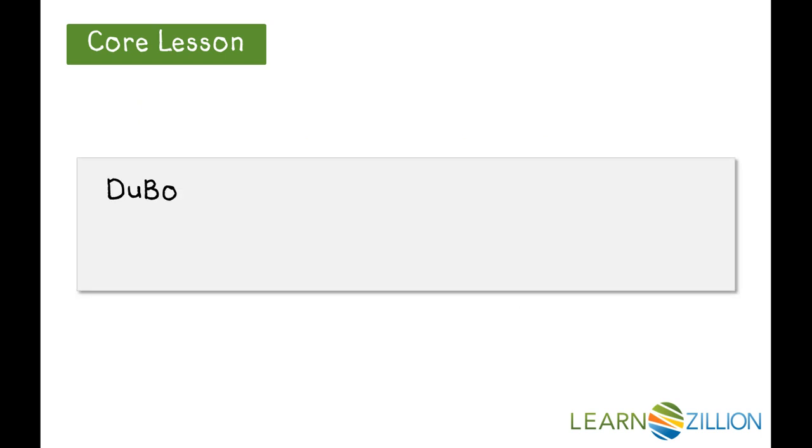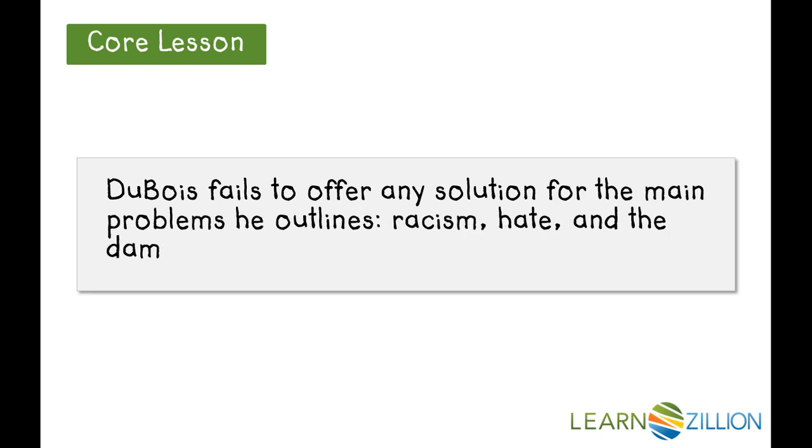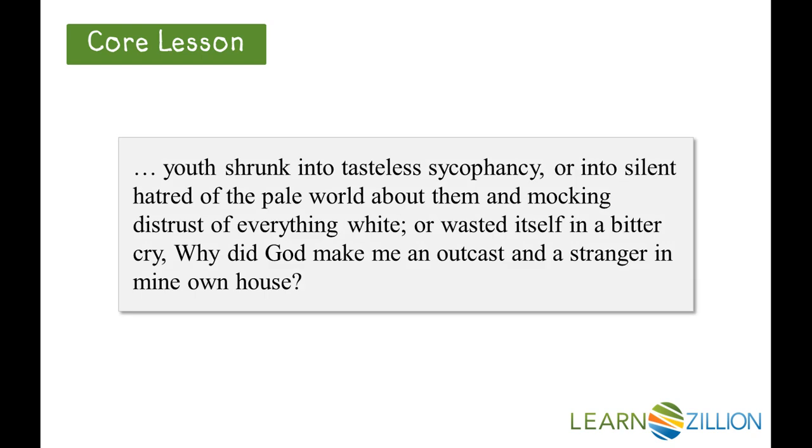Now let's look at our claim. Du Bois fails to offer any solution for the main problems he outlines: racism, hate, and the damage done by slavery. We need to prove that these are the main problems that he's outlining, so let's look for a place where he does that. Where in the text does Du Bois discuss this claim? I think this is one place where he says that youth shrunk into tasteless sycophancy, or into silent hatred of the pale world about them and mocking distrust of everything white, or wasted itself in a bitter cry, "Why did God make me an outcast and a stranger in mine own house?"